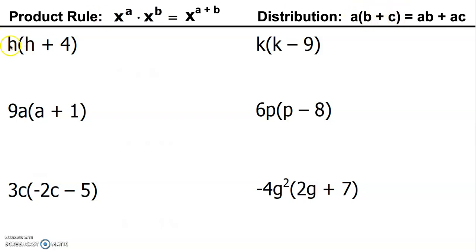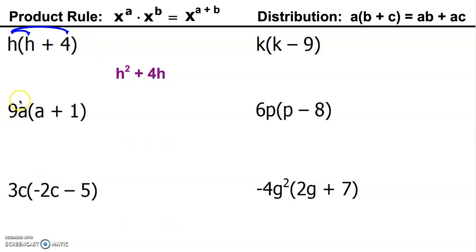So here we're looking at multiplying H times this binomial. So this monomial times H plus 4. So I'm going to be multiplying the H times the H and the H times the 4. So H times H, that uses the product rule. So we'll add the two exponents together here and get H squared. H times 4 will become 4H.